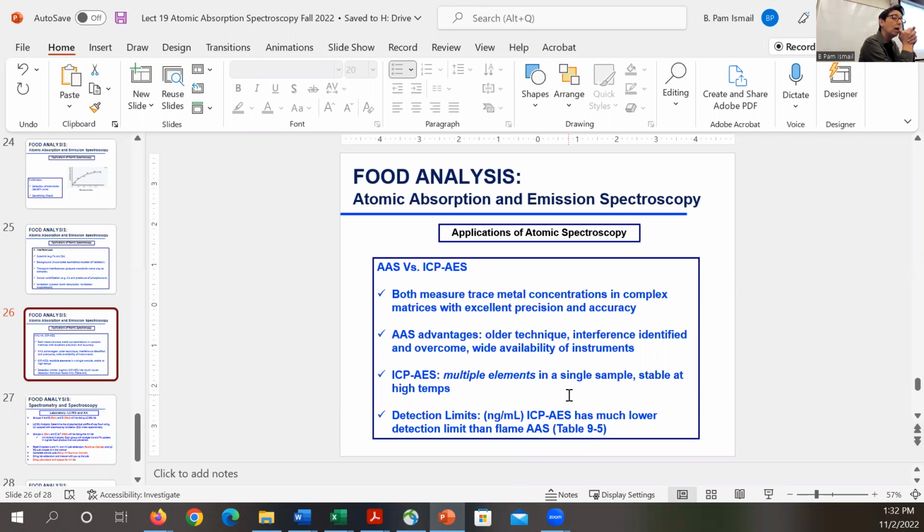Taylor, what is caused again by ionization of the atom sample? Is it over or underestimation? So underestimation, yes, because when you are ionizing your sample, less absorbance is going to happen at the selected wavelength. Yeah, good.